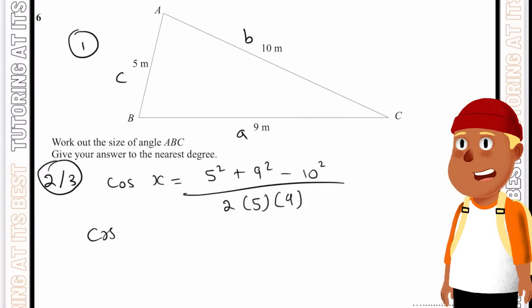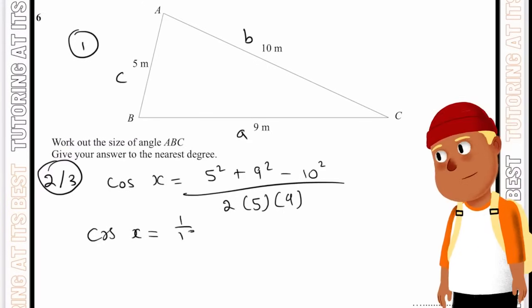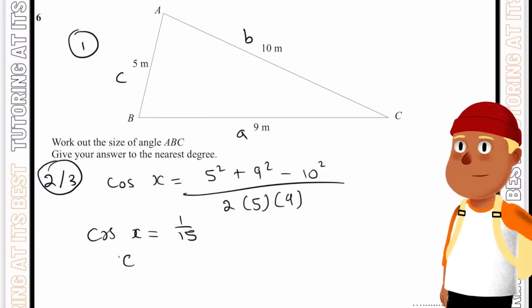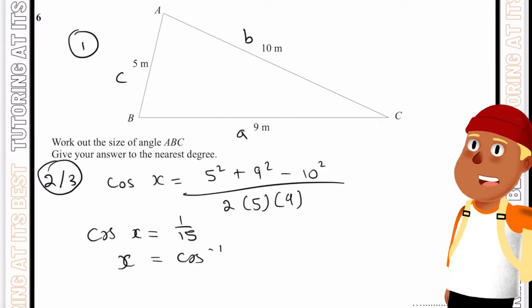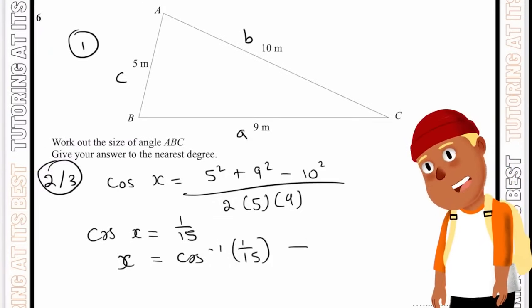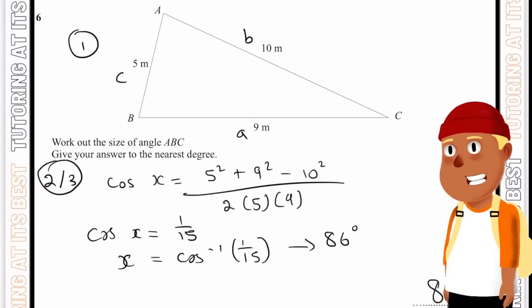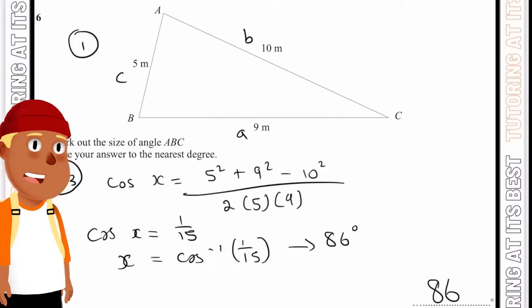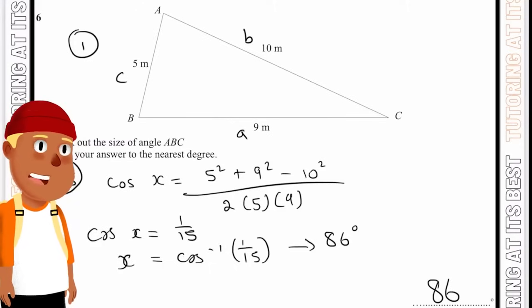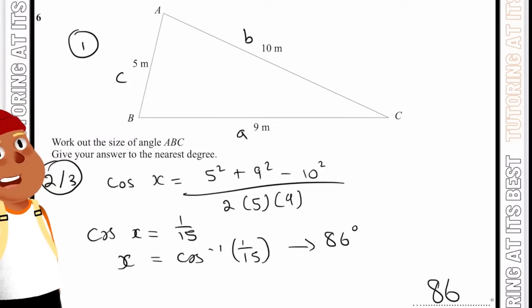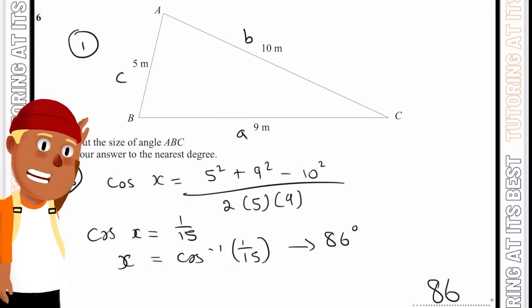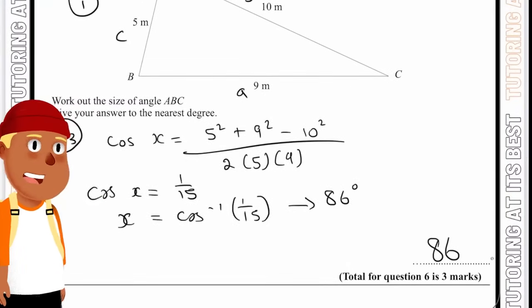That then would give me cos x being 1 over 15. But then I need to take the inverse of that, which is cos to the power of minus 1, 1 over 15. And that there gives me 86 degrees to the nearest degree. And there we are. So again, I've now embedded step 2 and 3 together by selecting my formula and substituting it. And that's your 3 marks in the bag.